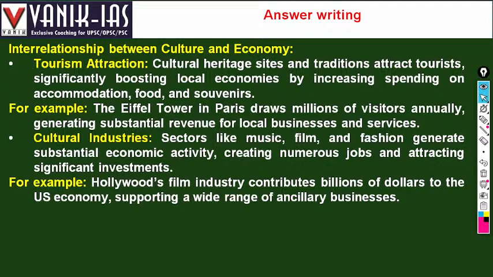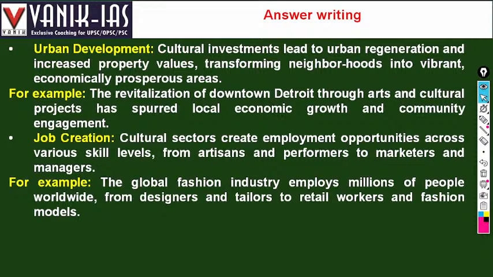Okay, so urban development: cultural investment leads to urban regeneration and increased property values, transforming neighborhoods into vibrant, economically prosperous regions. The revitalization of downtown Detroit through art and cultural projects has supported local economic growth and community engagement. Job creation: the cultural sector creates employment opportunities across various skill levels, from artisans and performers to marketers and managers. For example, the global fashion industry employs millions of people worldwide, from designers and tailors to retail workers and fashion models.